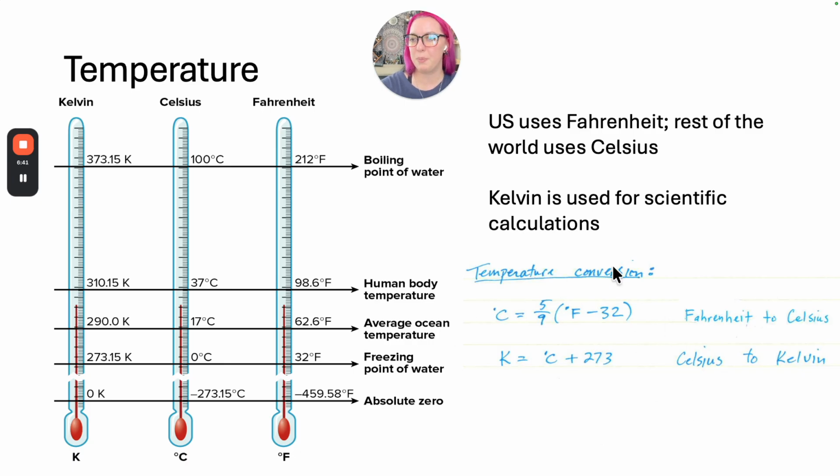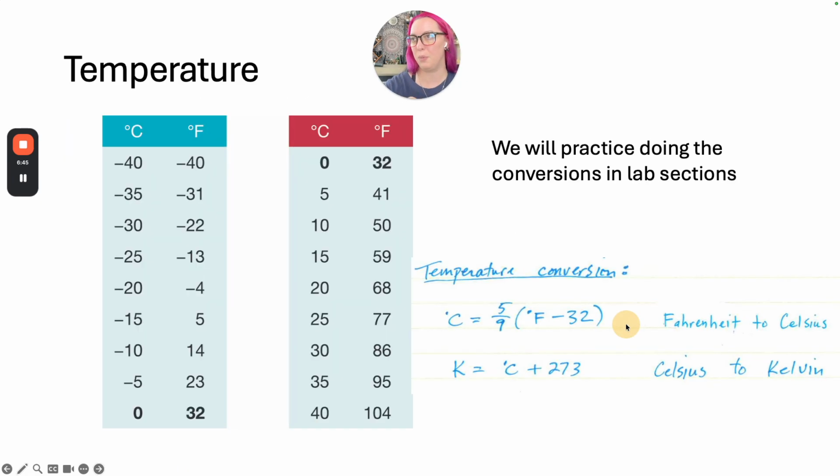And then there's just a couple of temperature conversions here. We're going to work on these in lab. We're going to kind of hand math some conversions. It's not super duper complicated. I promise, it's a plug and play sort of thing. We'll walk you through it step by step. But the textbook that I use also has these little tables here to kind of compare these various temperatures to each other.